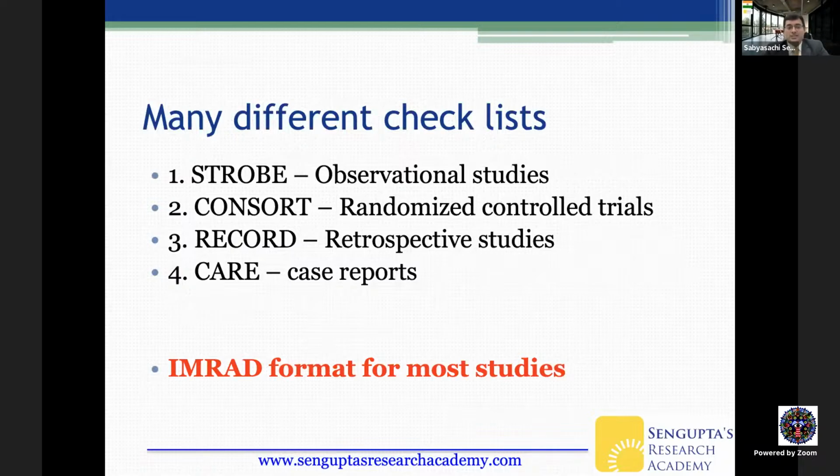So these are all mnemonics. Like I said, STROBE is for observational studies, CONSORT is for randomized trials, RECORD is for retrospective studies, CARE is for case reports.